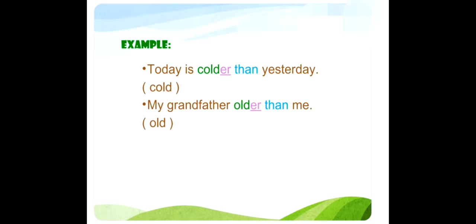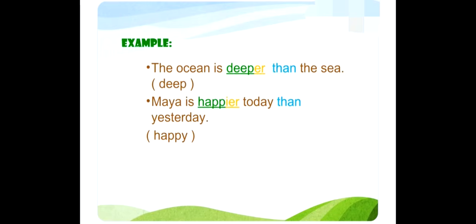Here cold is the positive degree and cooler is the comparative degree, because it is a comparison between two days, today and yesterday. Next, my grandfather is older than me. This is the comparative form. The ocean is deeper than the sea. Deep is the positive degree and deeper is the comparative degree. Maya is happier today than yesterday. Happy is positive degree and happier is comparative degree.